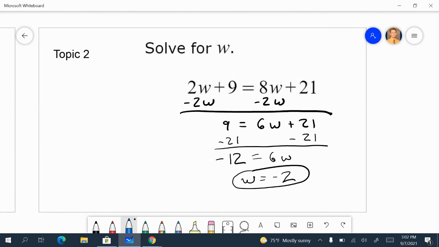For topic 2, it's kind of similar to topic 1, where we're still just combining like terms and solving for a variable, except now we've got variables on both sides. So obviously, you would subtract 2w from both sides to get them to one side. And at that point, you're just solving a two-step equation. And I got w equals -2. You can pause the video now if you want to look at that a little bit more.